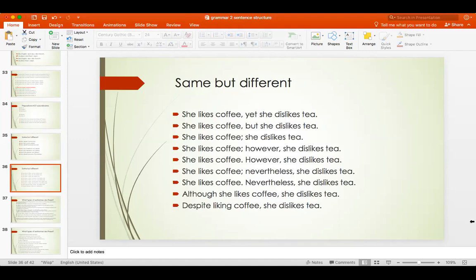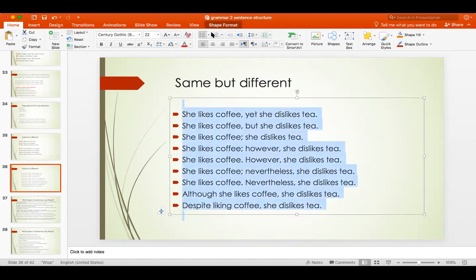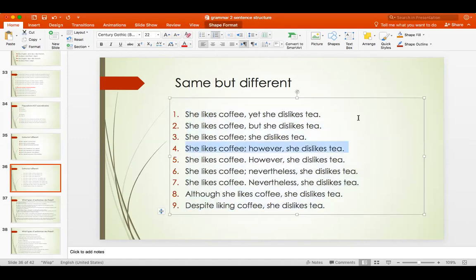She likes coffee; however, she dislikes tea. This sentence here, okay, I'll number them. This sentence number 4 is compound because of the semicolon, not because of "however." If you delete "however," the sentence is correct. If you delete the semicolon, the sentence is incorrect.